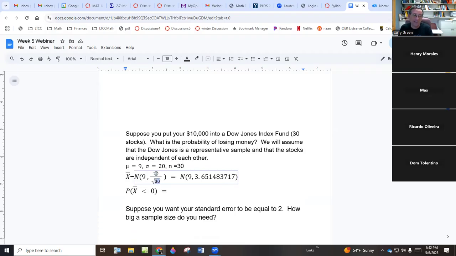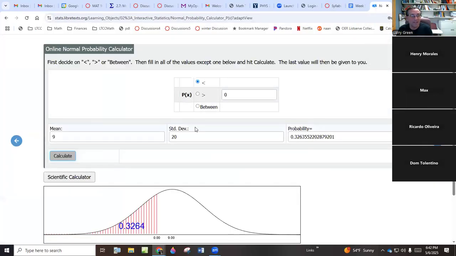Again, you can always stick that in a calculator. That's what I did, and I got 3.6514837717. So notice our standard deviation went way down. Now to calculate the probability, it's going to be the same idea, but our standard deviation is different. It's now 3.6514837717. I'm going to leave the probability blank.